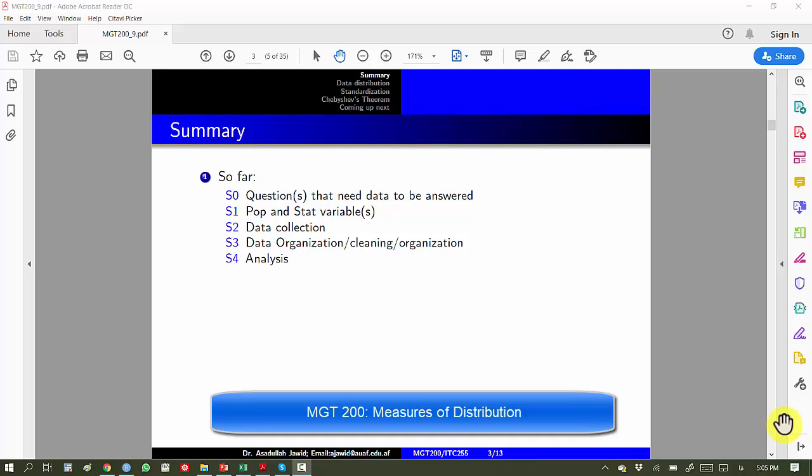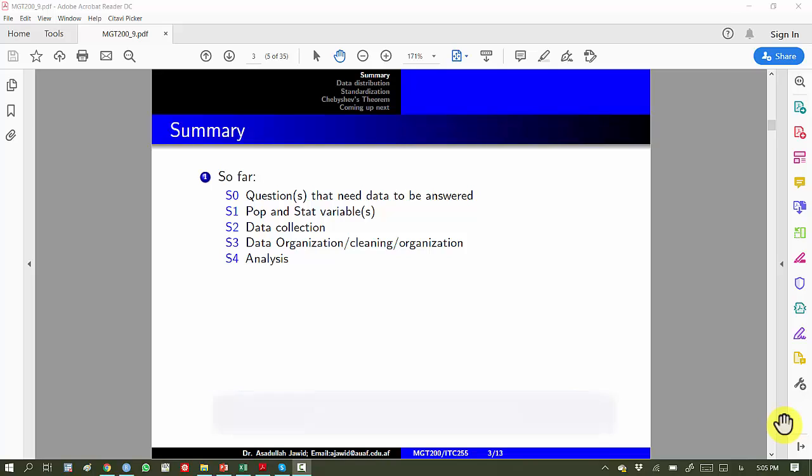Before continuing with the lecture, let me review the steps that we need in a statistical project. We start with specifying the questions that need to be investigated using data. After that, we specify the population and the statistical variables of interest. Then we collect data either from the sample or from the population on the specified statistical variables of interest. Once we have collected data, we try to organize and clean it. After the data has been cleaned, we go for the analysis of the data collected on the specified variables.